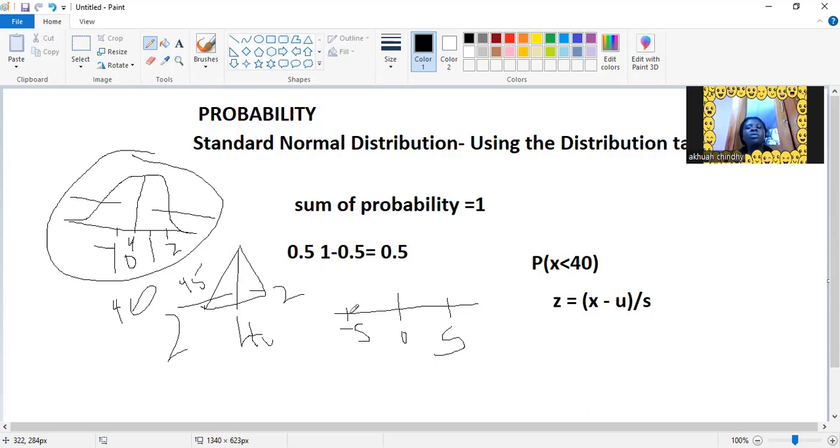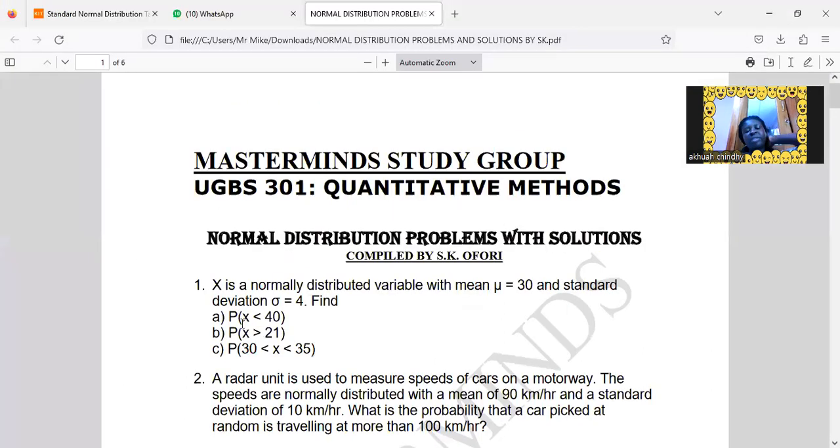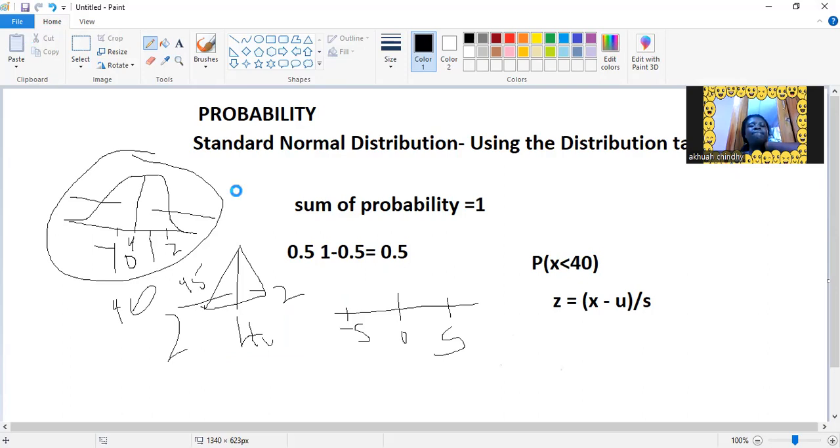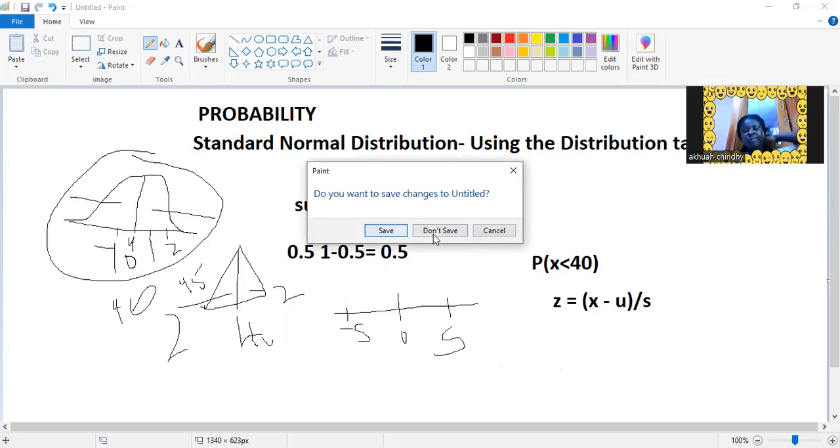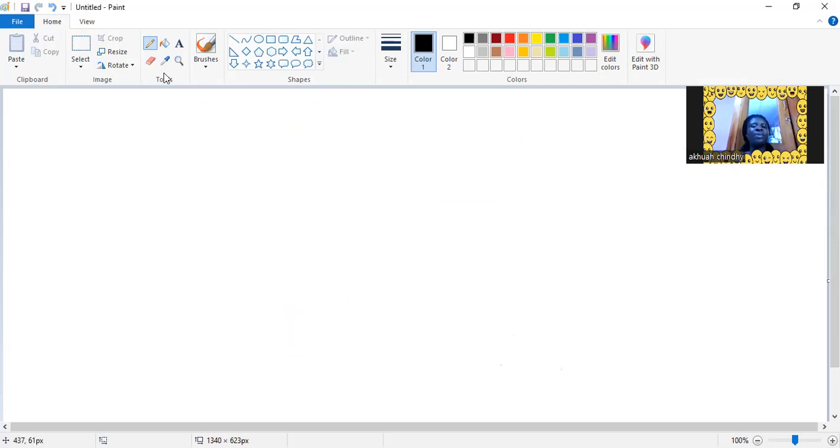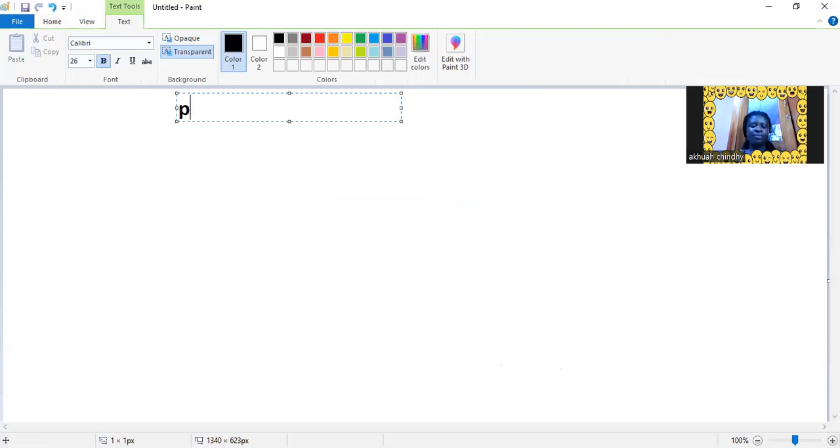Okay, so let's look at our question. The question says we should find the probability of X less than 40. So our first step is to convert. Let me write this. First we have to convert this into a form that is what's in the table.